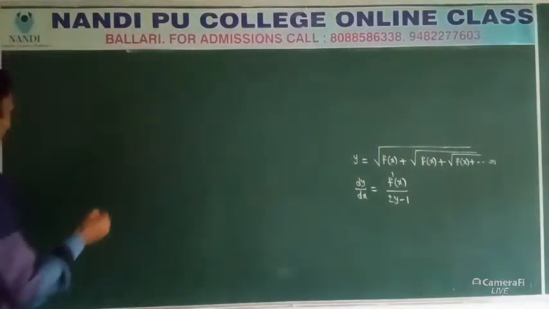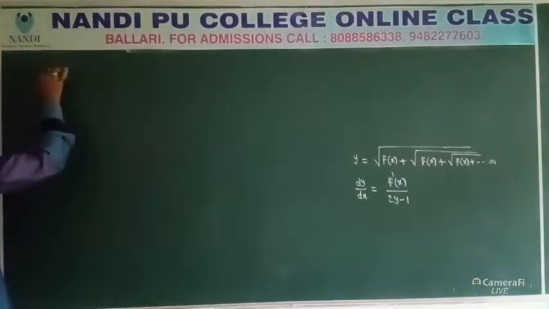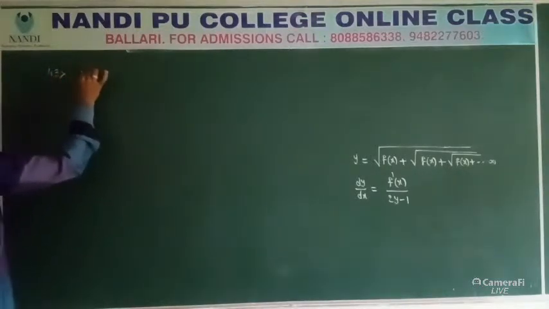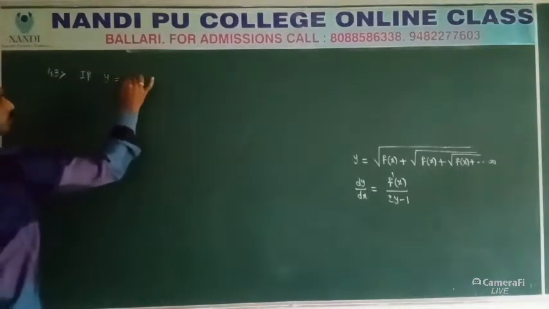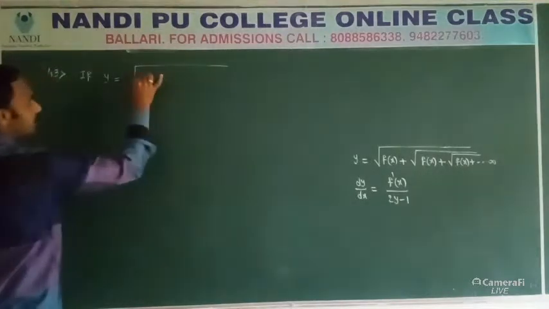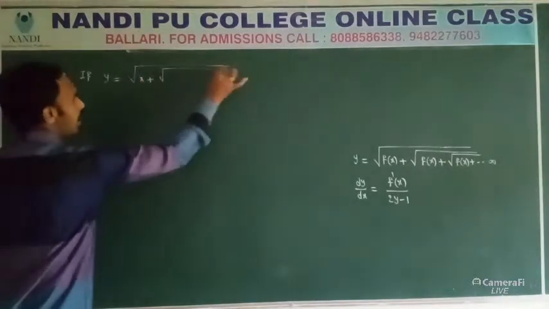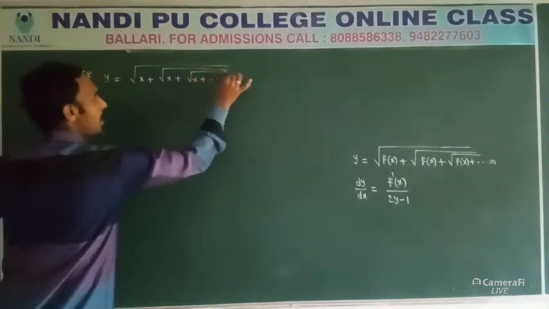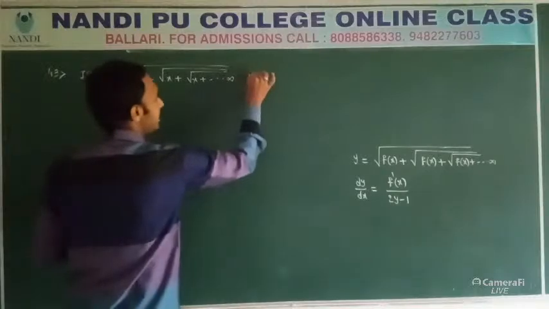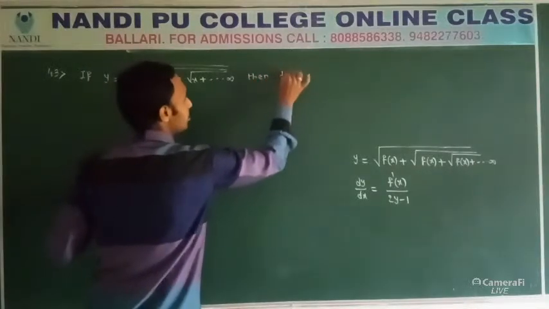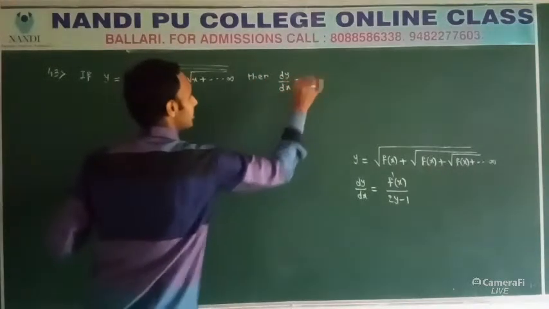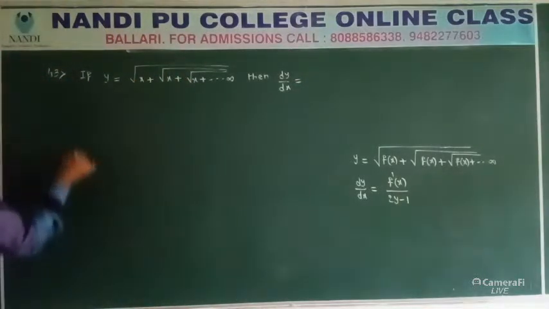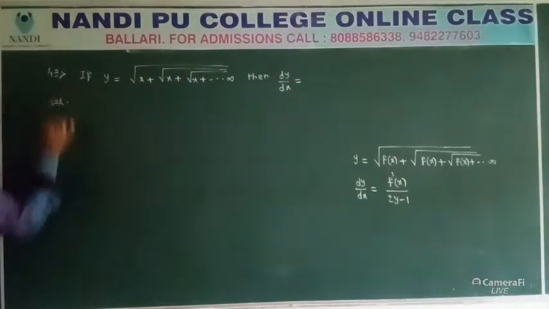Okay, next problem. Problem number 43. If y is equal to root of x plus root of x plus root of x and so on infinity, then dy by dx is equal to. Okay, solution.